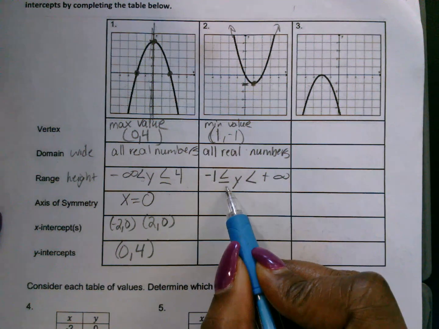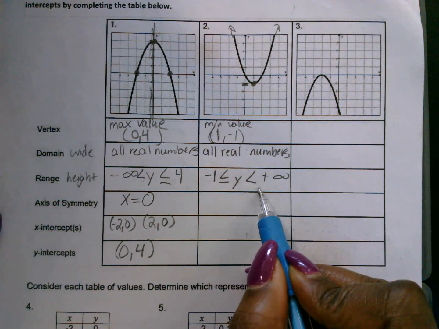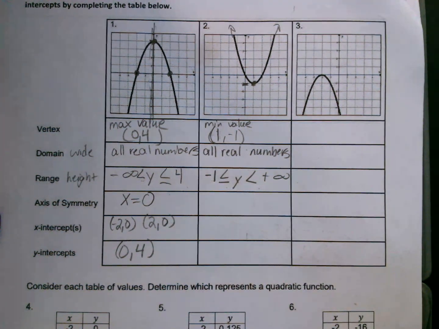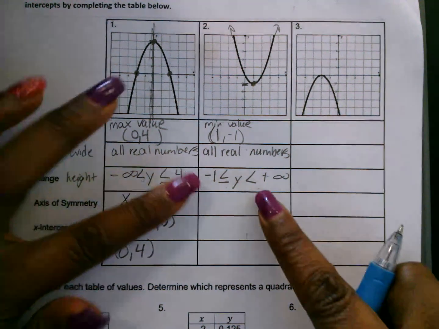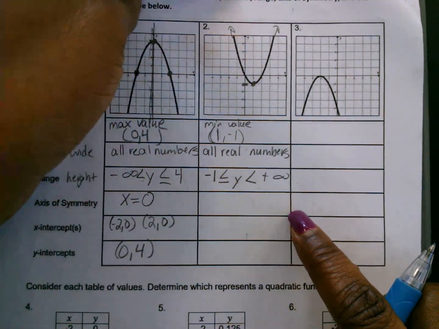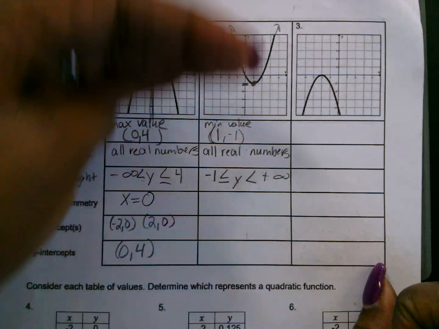So it's less than, equal to, less than. Any questions? It's between this. Starts here, goes up here. Always go from the bottom to the highest.